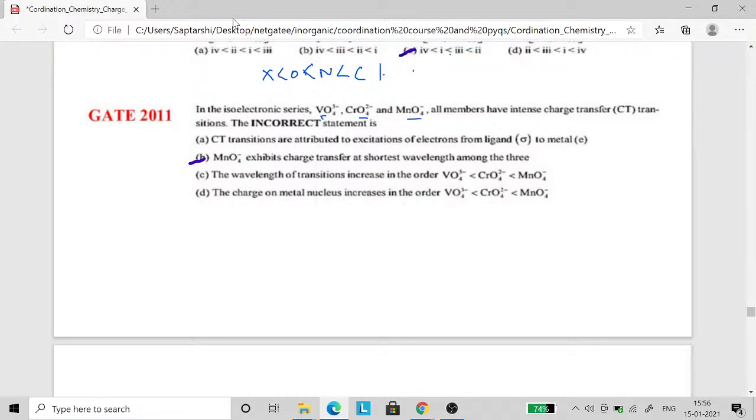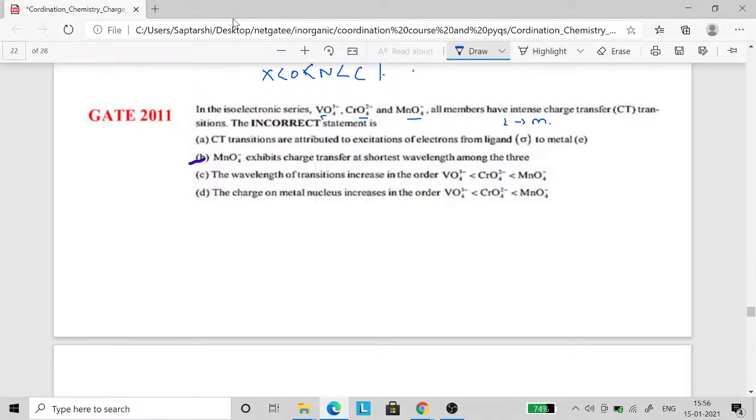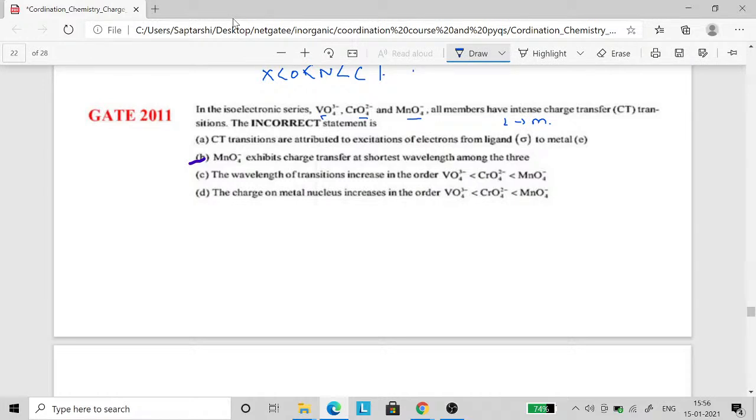members have intense charge transfer bands. Incorrect statement is charge transitions attributed to excitations of electrons from ligand to metal. So they are saying it has to be from L to M. But okay, the charge. So that's right, actually, right?